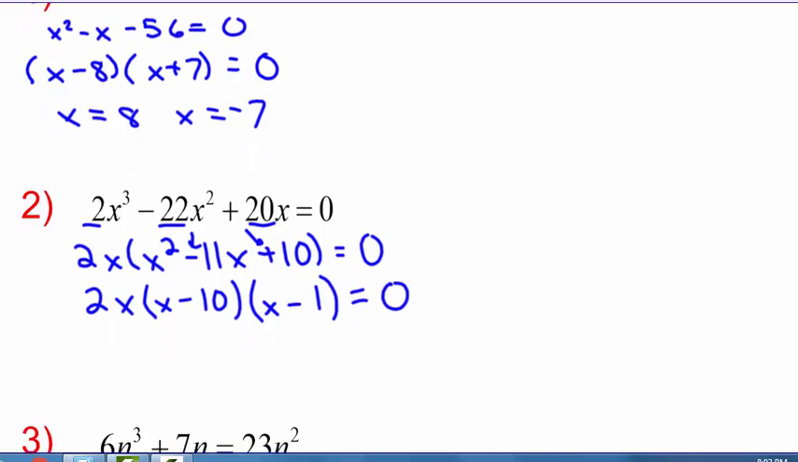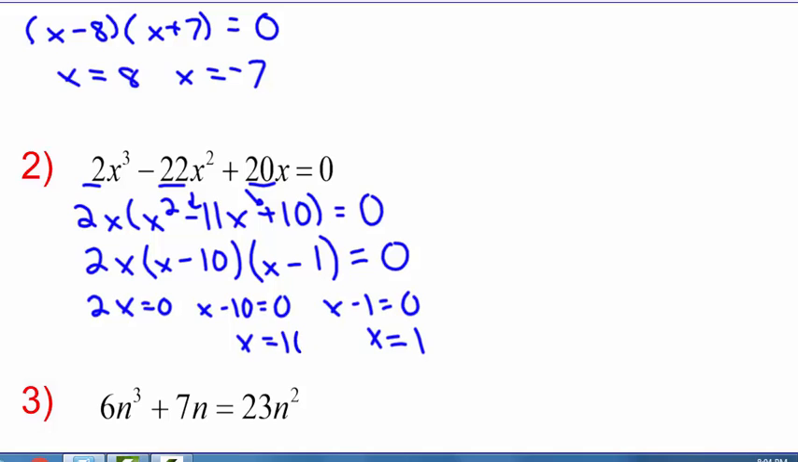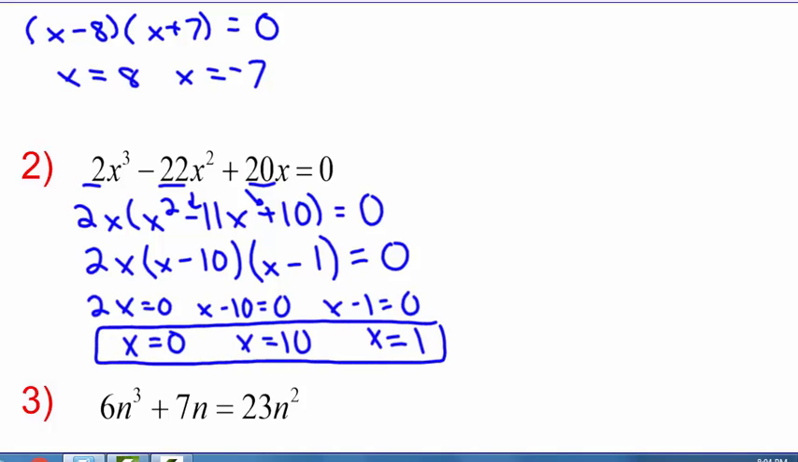I have 3 things multiplied to be 0, so I set each of them equal to 0. 2x equals 0, x minus 10 equals 0, and x minus 1 equals 0. So when I solve it, I get x equals 1, x equals 10, and x equals 0. Notice as x to the third, I end up with 3 real solutions.